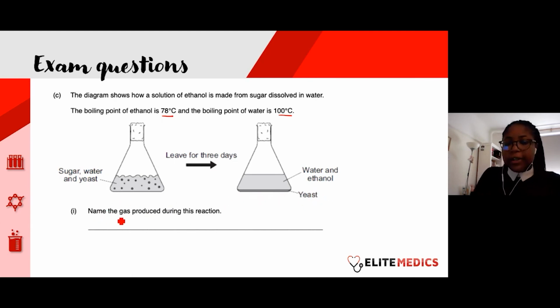So part 1 asks us to name the gas produced during this reaction. Well, you guys already told me in the quiz that other than ethanol, the other product is going to be carbon dioxide, which is a gas.